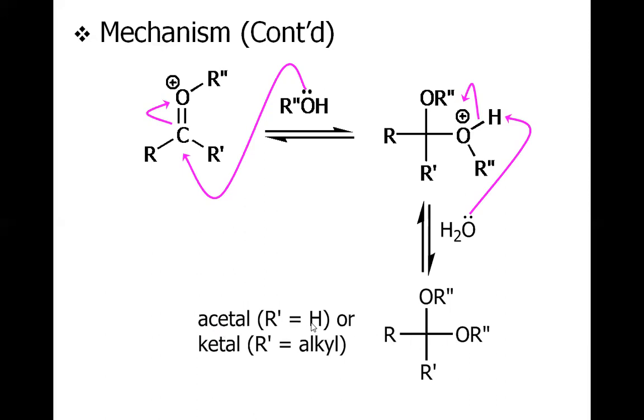If it is H, it is acetal. If it is alkyl, it is ketal. So you must have seen the difference between the hemiacetal and the acetal. If we have two alkoxy groups attached, it's called full. If we have one OH group attached, it's called hemi. We also call hemiacetal as full acetal or ketal as full ketal.